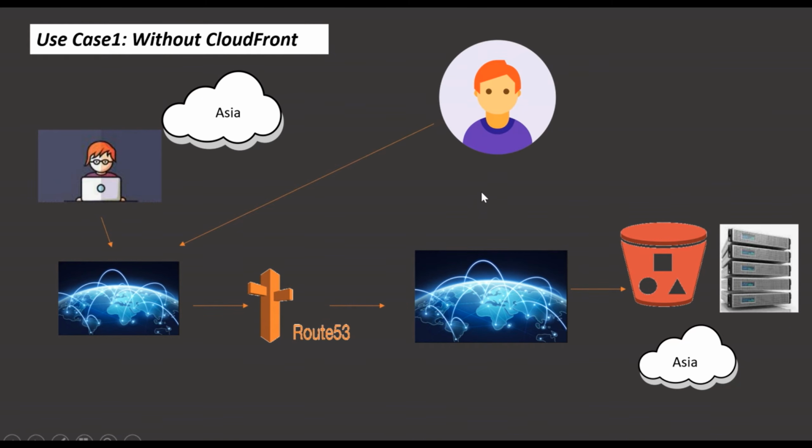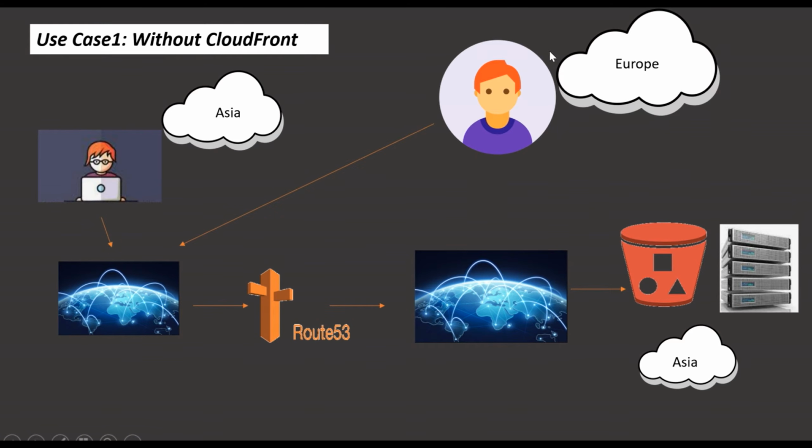But what happens when a user sitting in the Europe region also tries to access the same www.avinash.com? Again, their request goes through complex networking, and there will be more latency than for Asia, because this user is trying to access content under the Asia region. The web server is running in the Asia region. So the latency for the user sitting in Europe will be larger than for the user sitting in Asia.